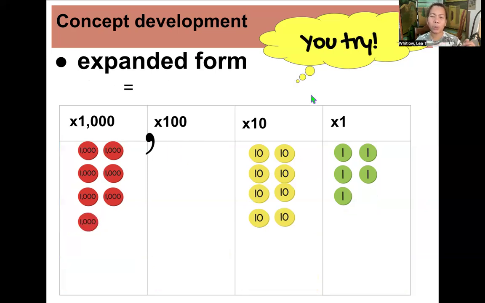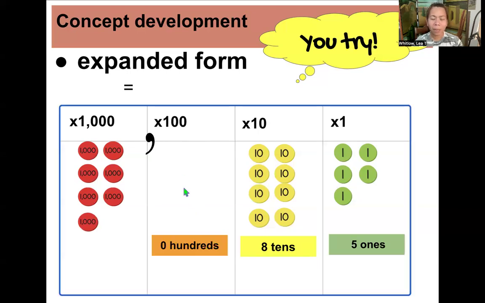Now, you try. You may pause the video if you need more time, but I'm going to start and continue on to the lesson. Let's look at the model. You have 5 ones, 8 tens. Have you noticed that there's no 100? Yes, so we have 0 hundreds and 7,000.